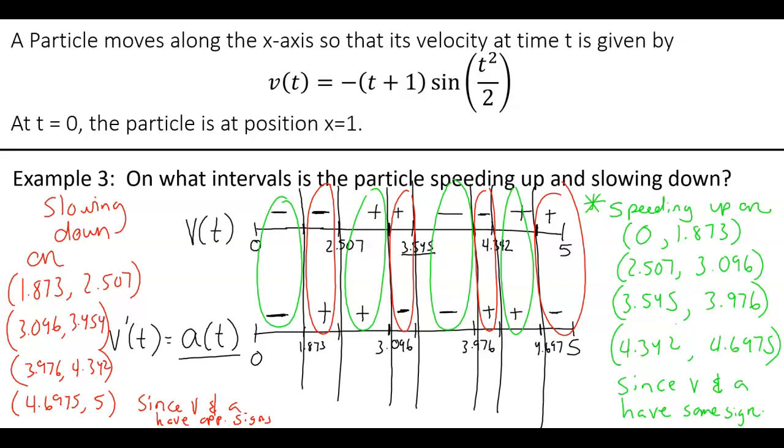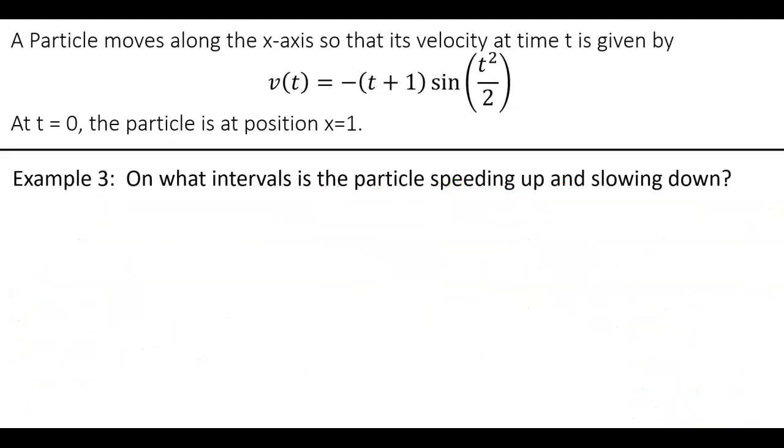You're going to do a number line test for velocity. Then you're going to graph your acceleration and do a number line test for that as well. And then you just compare their signs where they're both positive and where they're both negative. And that's how you can find intervals where an object is speeding up or slowing down.